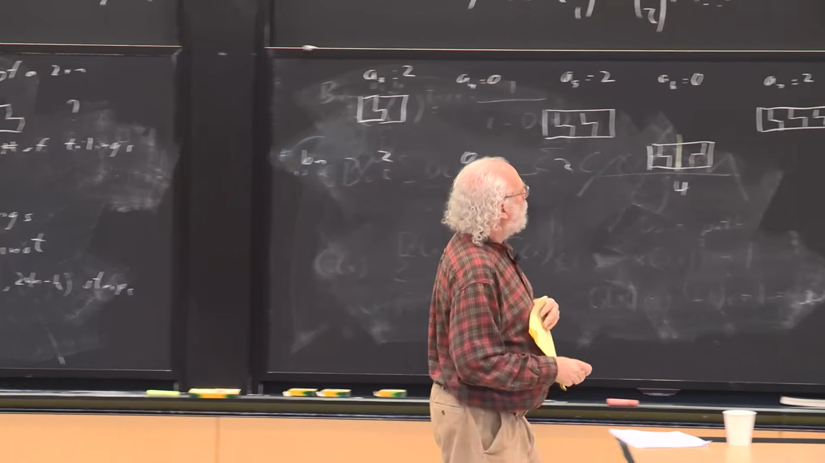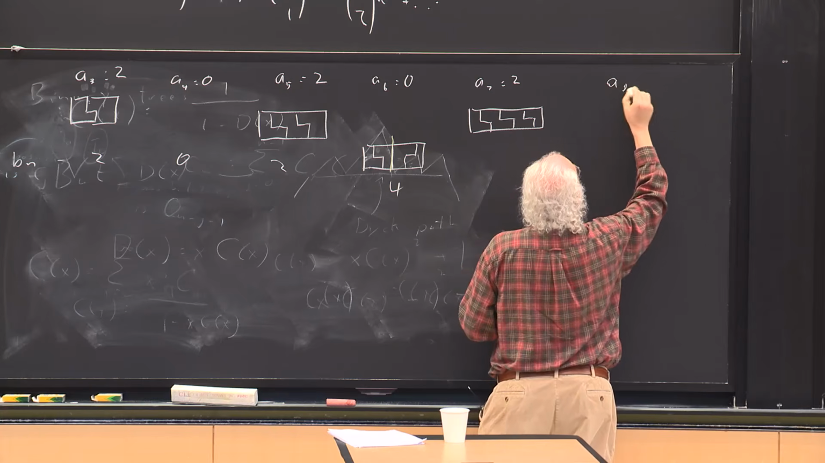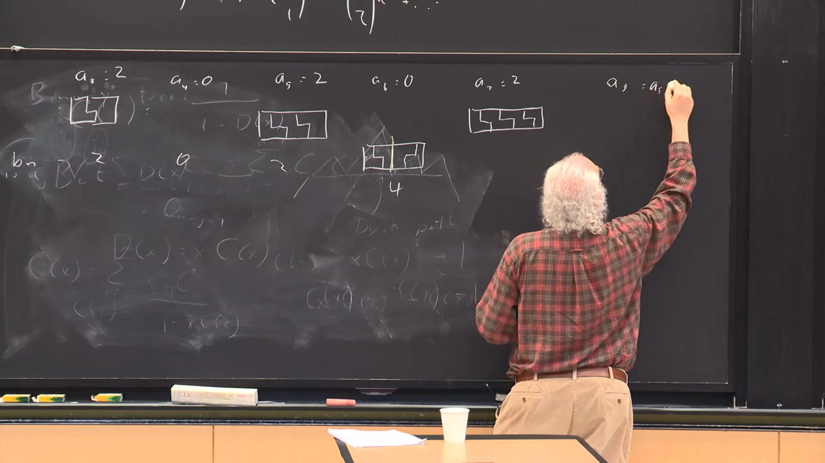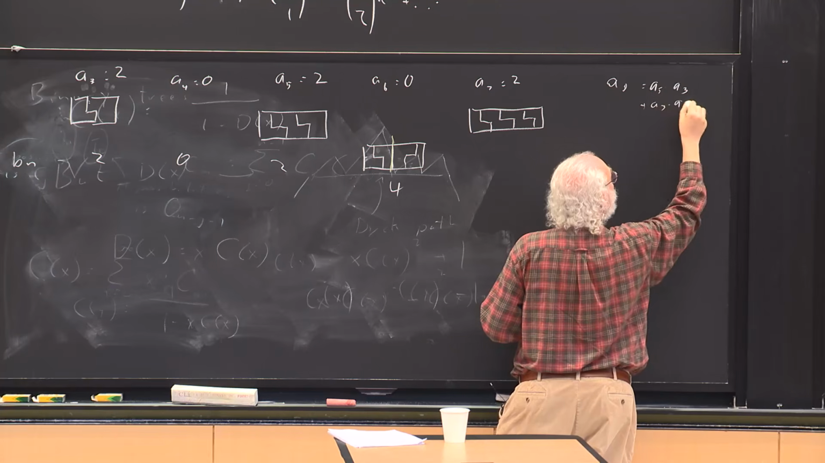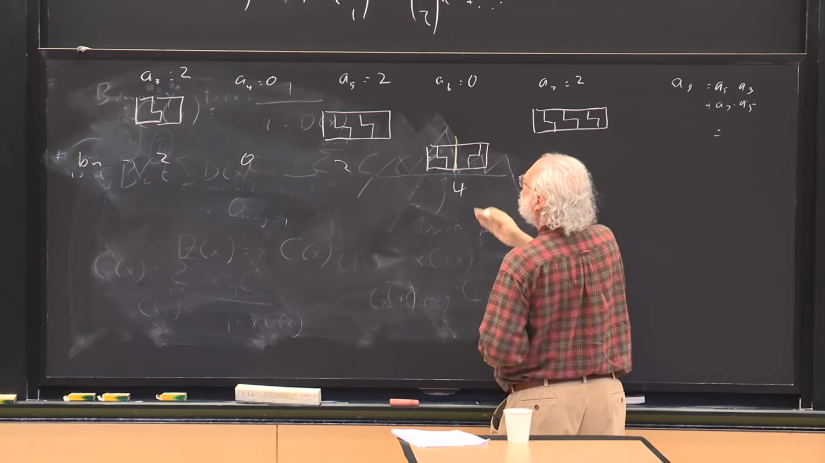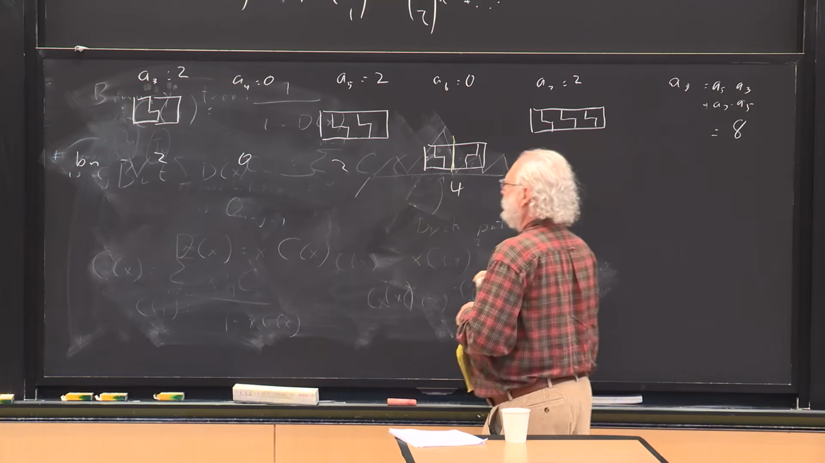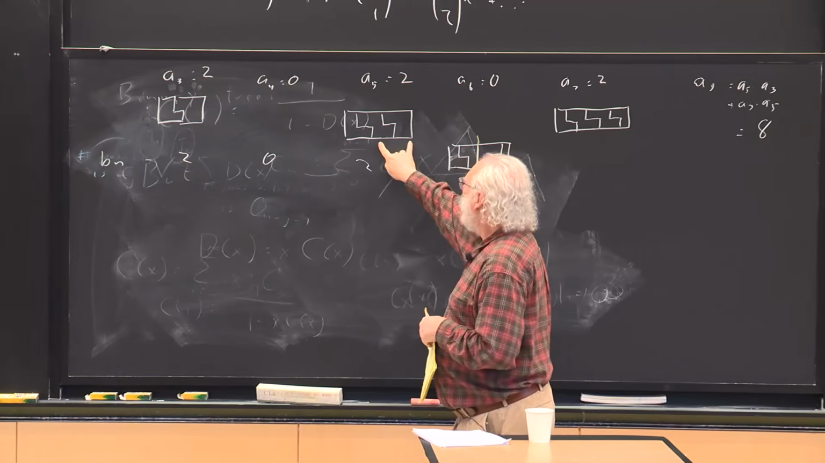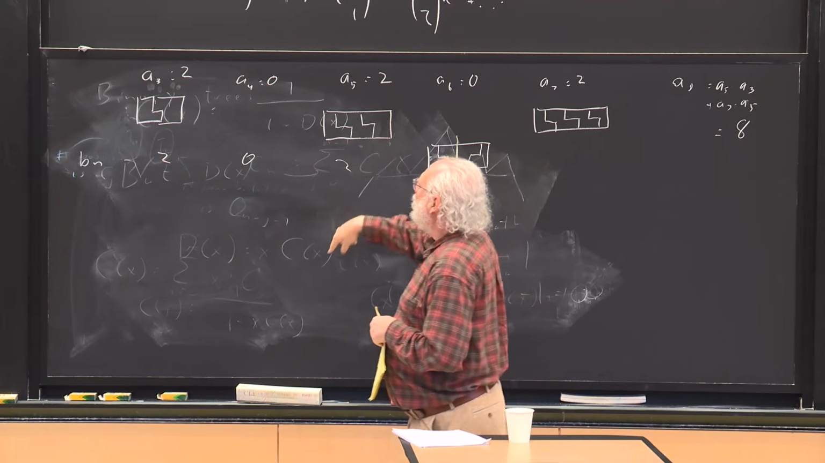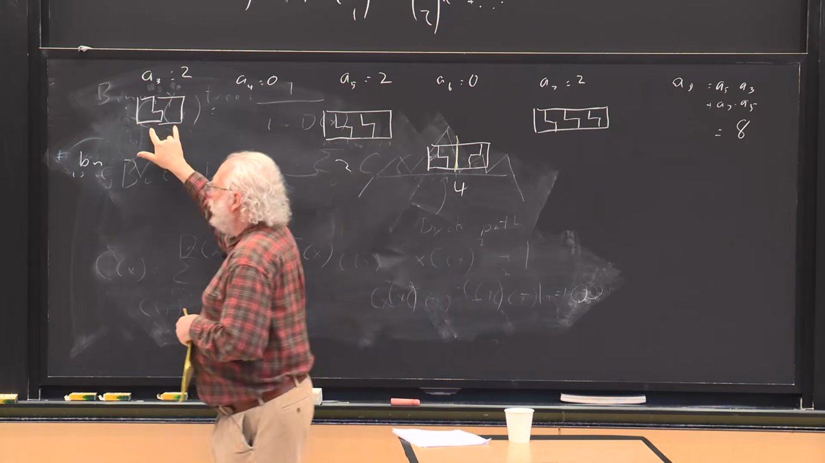And I want to claim that A sub 8 equals A5 times A3 plus A3 times A5, which is equal to 8. Because you can take this tile and put it next to this tile, or you take this tile and put it before this tile, or you can take this tile and put it before that tile.